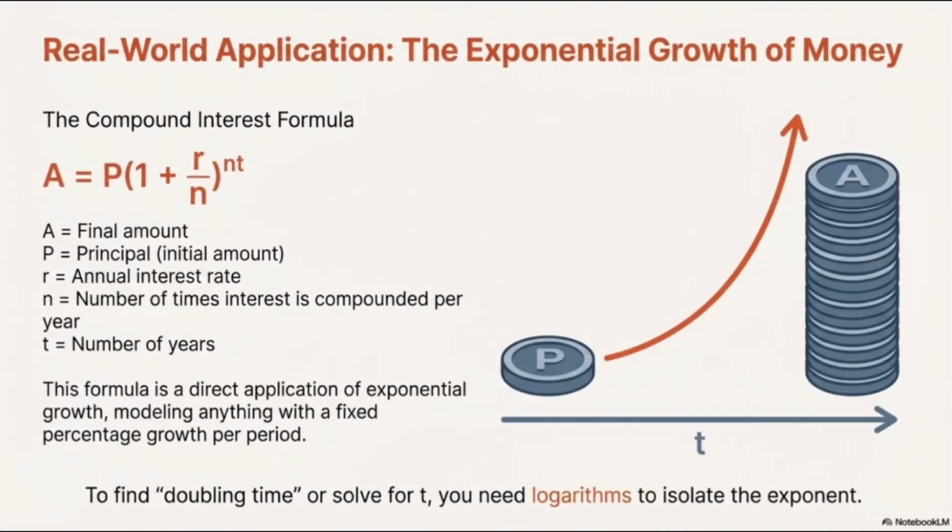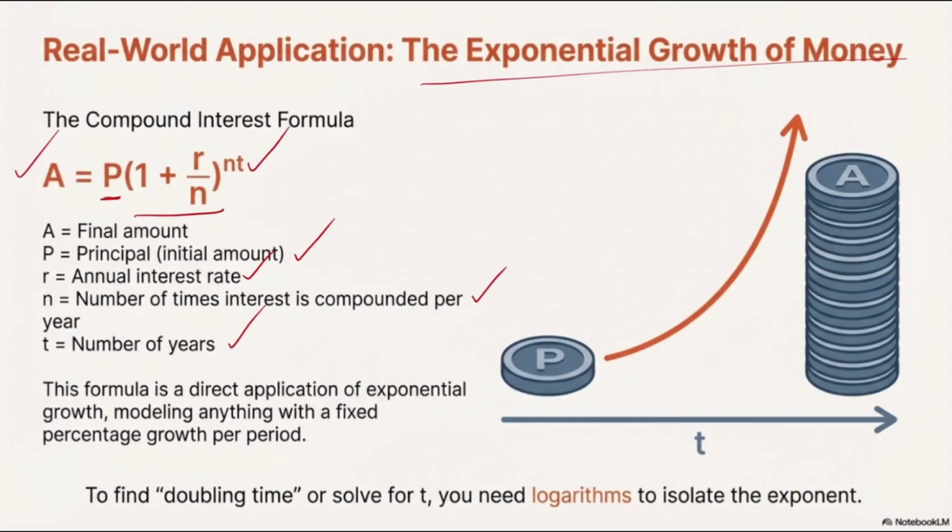So let's talk about the real world application and how we can actually use that. Imagine that we are talking about the exponential growth of money. This is a very common formula for economics and anything related to finance, and you can use something like this one. A equals P, which is your principal or initial amount, times 1 plus R divided by N. What is R? It is the annual interest rate. N is the number of times interest is compounded per year, and T is the number of years itself.